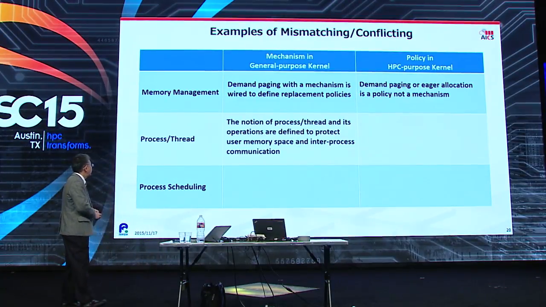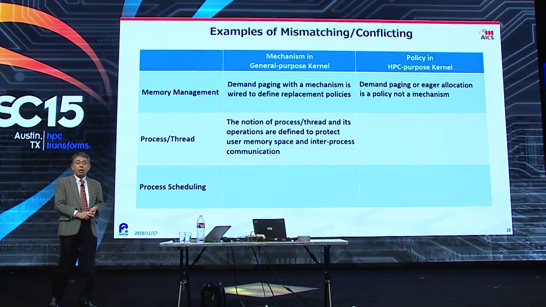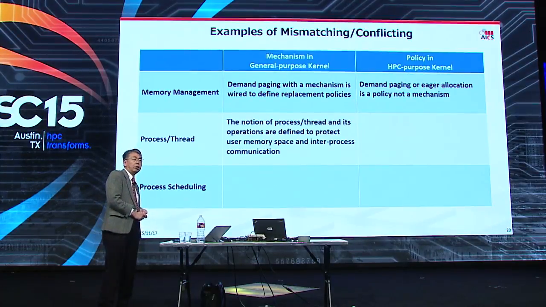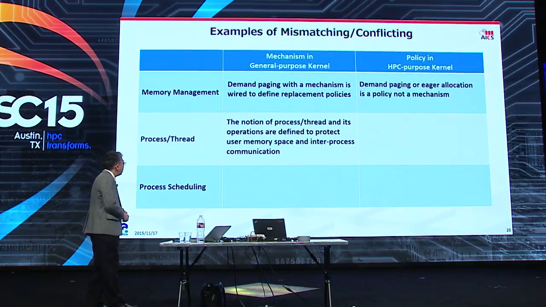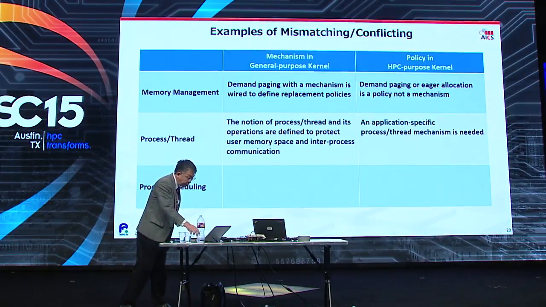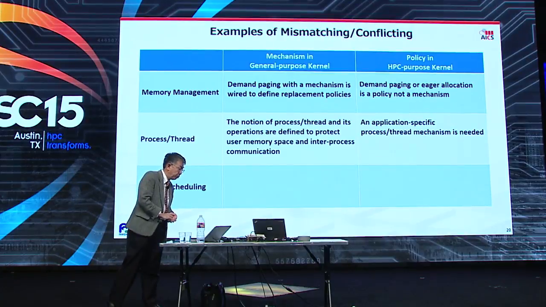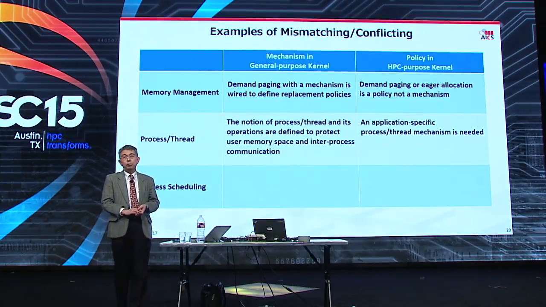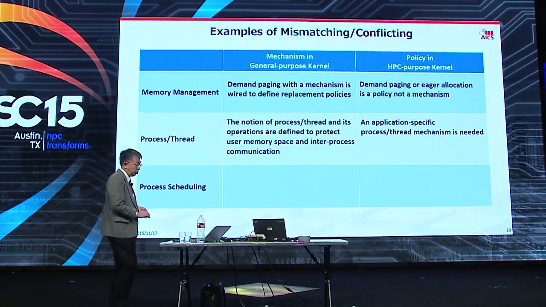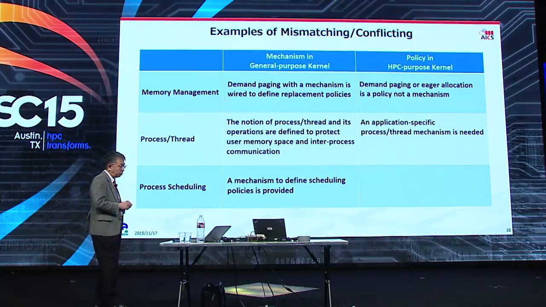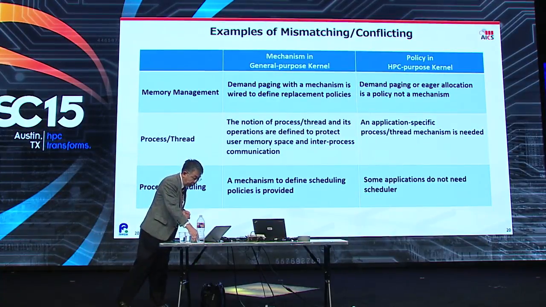In terms of process and thread, usually the notions of process and thread and their operations are defined in the operating system, the general purpose kernel. We think some application-specific process and thread management is needed, so it is necessary to replace these mechanisms. And for process scheduling, I already mentioned that, so I'll skip this one.